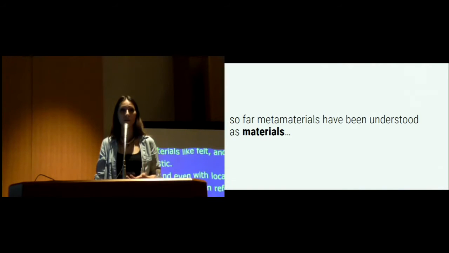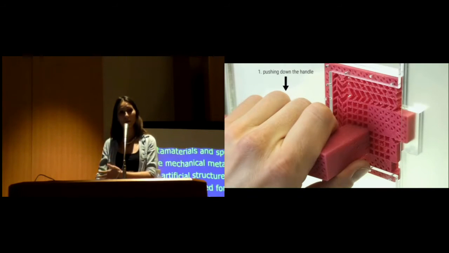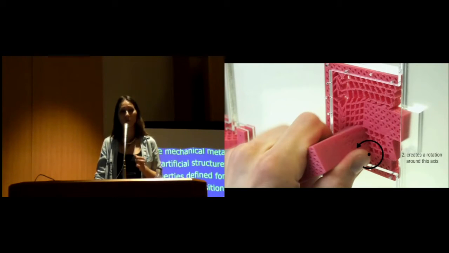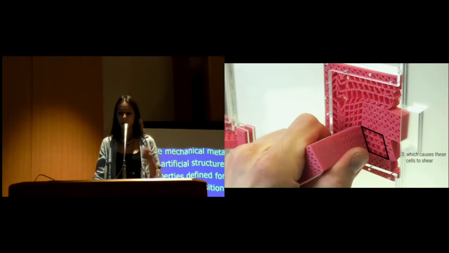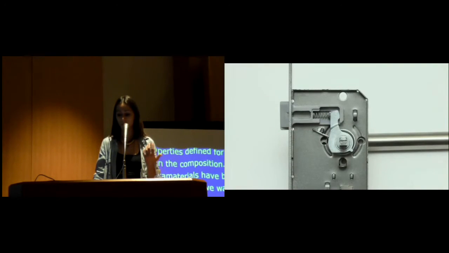So far, metamaterials have been understood as materials, but we want to think of them as machines. So if we look at the door latch example again, when a user pushes down the handle, it creates a rotation around this axis, which causes these cells in the middle to shear. And these shearing cells then pull in the latch so the door can be opened.